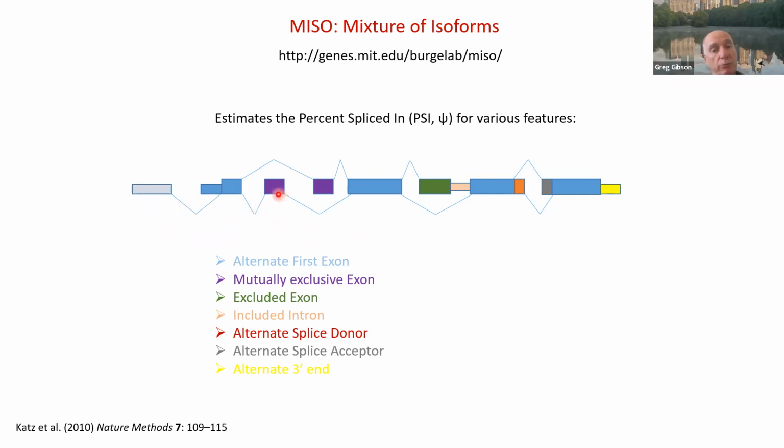So exon 1 is included in some transcripts, and exon 2 in another. Well, this would be exon 1, this is exon 2, this would be exon 3. You get one or the other, so that's mutually exclusive. You can also get situations where you completely jump over an exon, so in this case exon 6 is excluded from some transcripts. You can include introns sometimes. You can get alternative donor splice sites, alternative acceptor splice sites, and you can even get alternative 3' ends of transcripts.